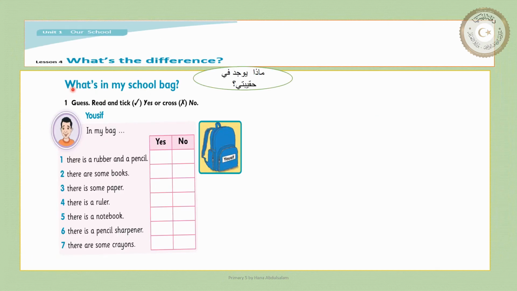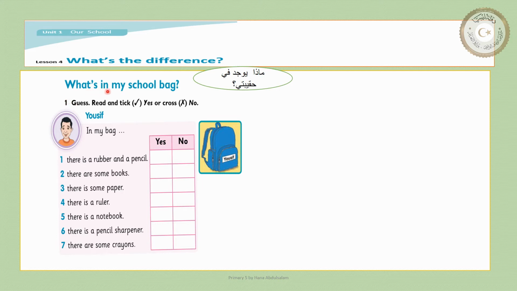Okay, so what is in my school bag? Here, Yusuf asks you a question. Okay, it's like a guess game. So guess please. Read what we have in the list and try to tick if it is yes or cross if it is no. Ready? So in my bag, what do you think?